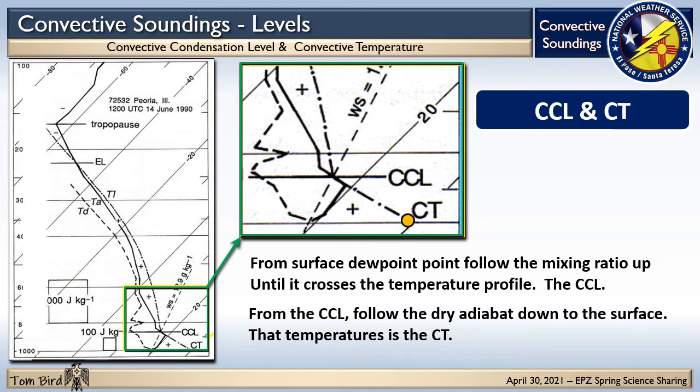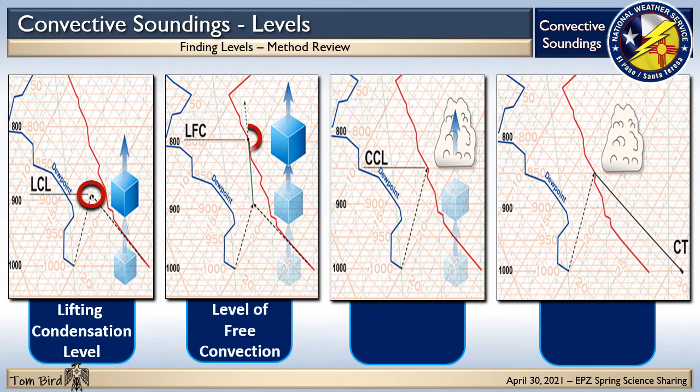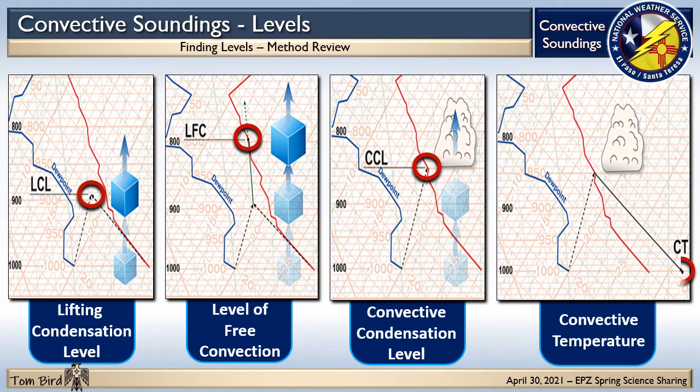All right, this is a review of the four levels that we just found, including the convective temperature. Nothing I'm going to spend any time on, but just something for you to see. It's more of a reference. It puts them all together, and you can see the starting and finishing points and the methodology of how you would find each of those layers or levels.